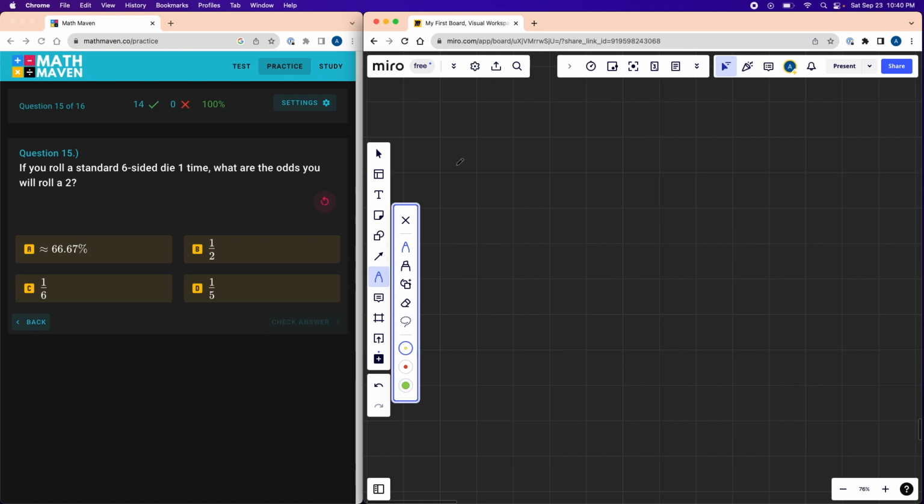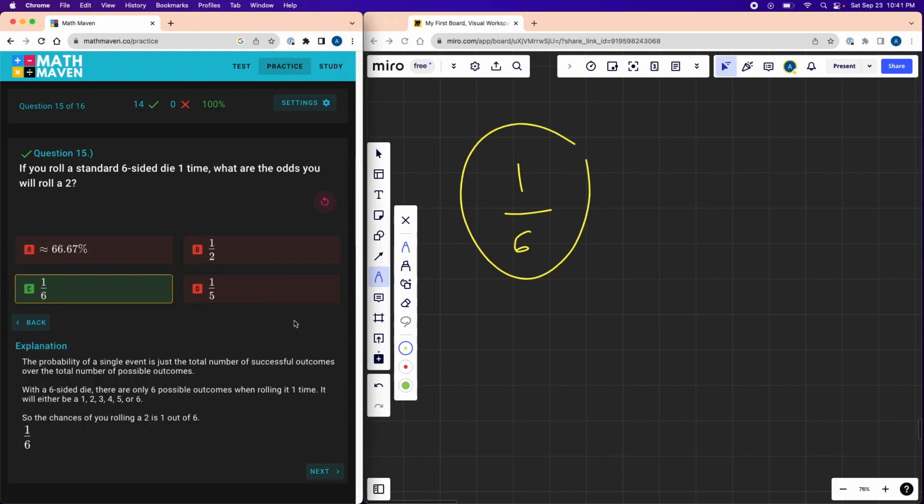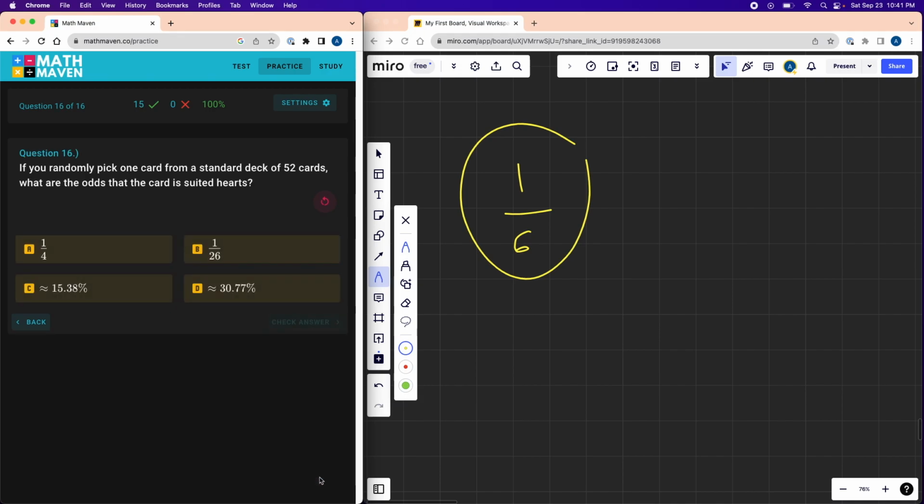All right, let's go through this one together here. Hopefully by this point, this one's a lot easier than the other one. So again, we're going to roll a die one time. What are the odds that we land on a 2? There are 6 possible sides. Well, only one of those sides is a 2, so we only have one possible successful outcome off of this event. So that's just going to be 1 out of 6. 1 out of 6 is option C. We'll go ahead and select that, check it, turns out to be correct, and move on to the last question here.